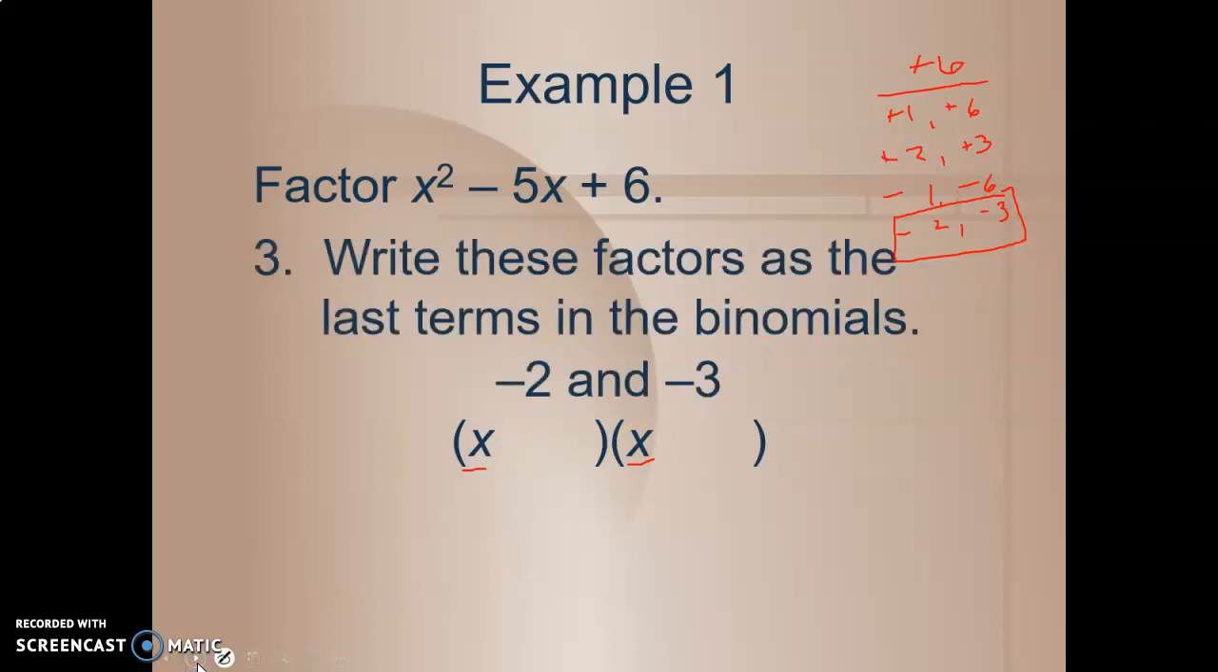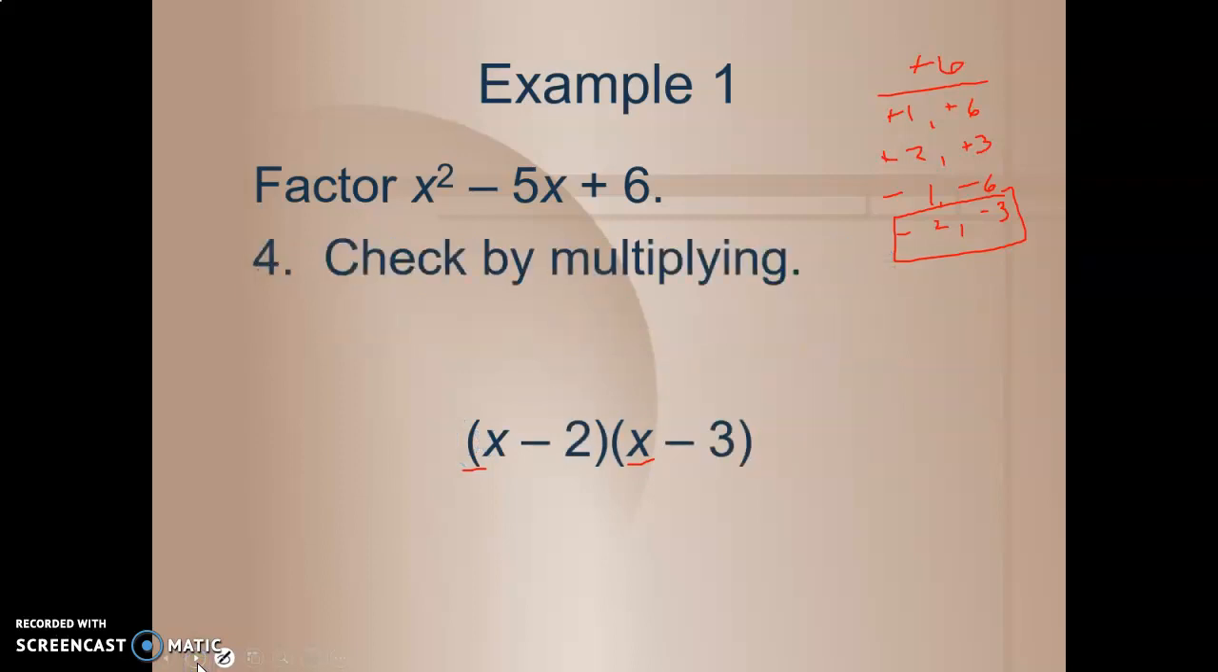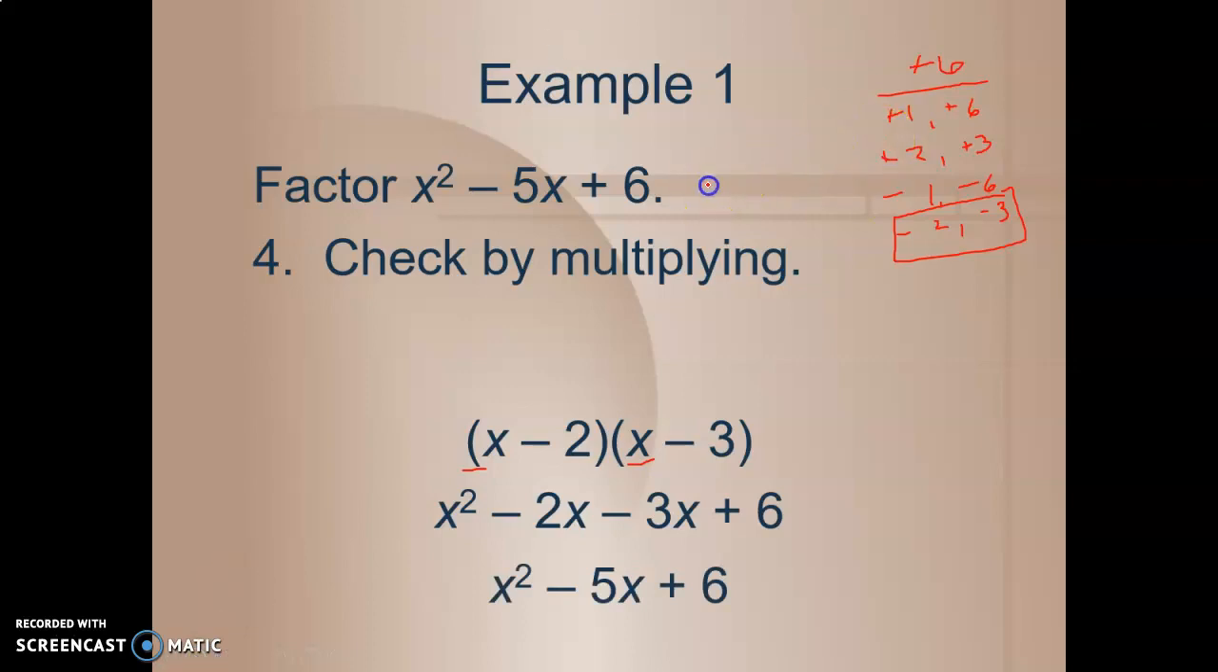So we're going to write those as the last terms in the binomials, x minus 2 and x minus 3. We can check by multiplying. If we multiply that back out, we get x squared minus 2x minus 3x plus 6, which when combining like terms simplifies to x squared minus 5x plus 6. Exactly what we started with, so we did factor correctly.